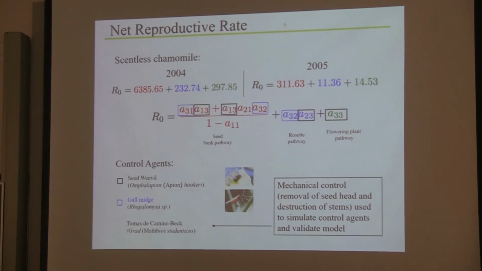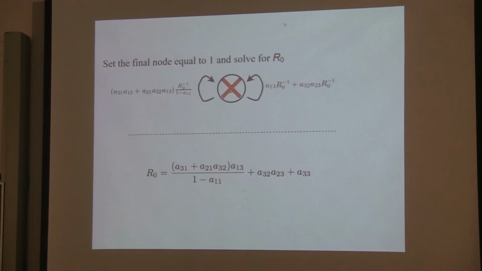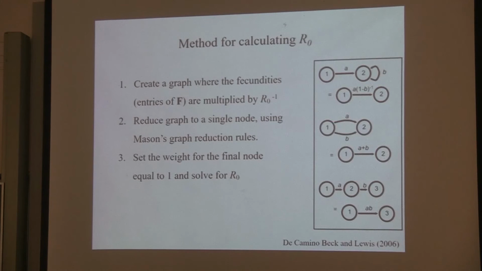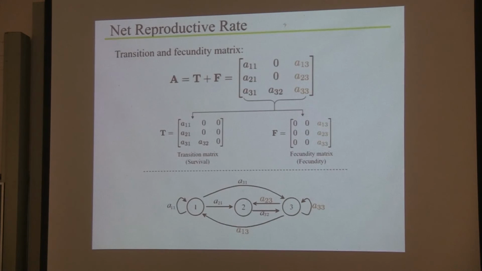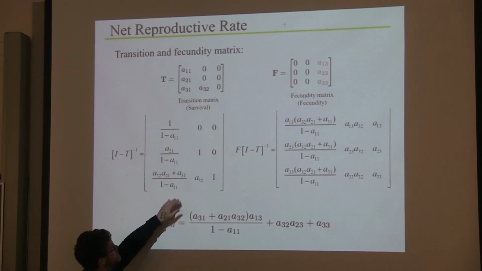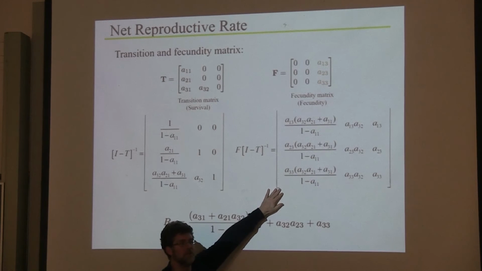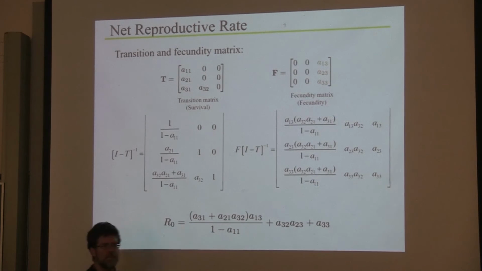There was something that happened here that struck me as surprising the first time I saw it. And that was really what happened when we calculated R naught. If we look at the matrix formulation here, when we take f times (I minus t) to the minus 1, we get a singular matrix. Okay, this is wonderful. This is really what we want.